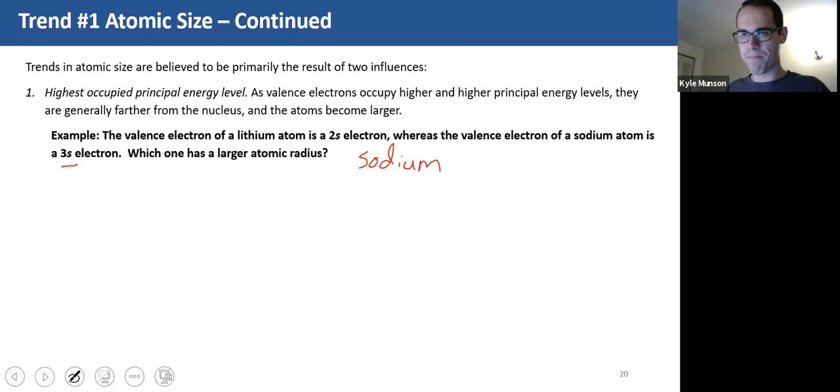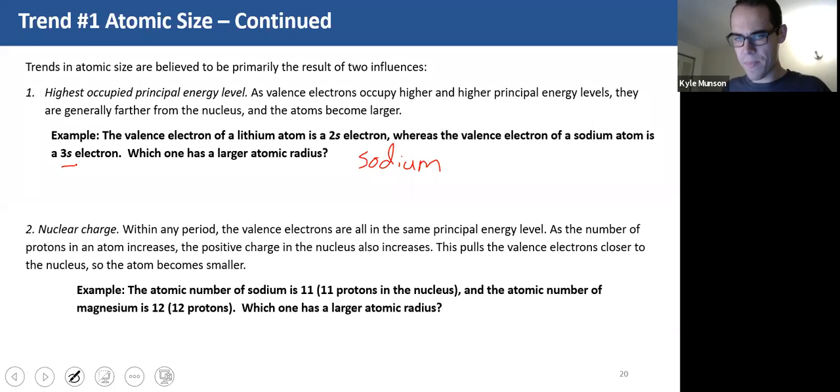Okay? So the second factor is the nuclear charge. Within any period, the valence electrons are all in the same principal energy level. As the number of protons in the atom increases, the positive charge in the nucleus also increases. And so this increasing positive charge, we can think about it pulling the electrons closer to the nucleus. So the atom becomes smaller.